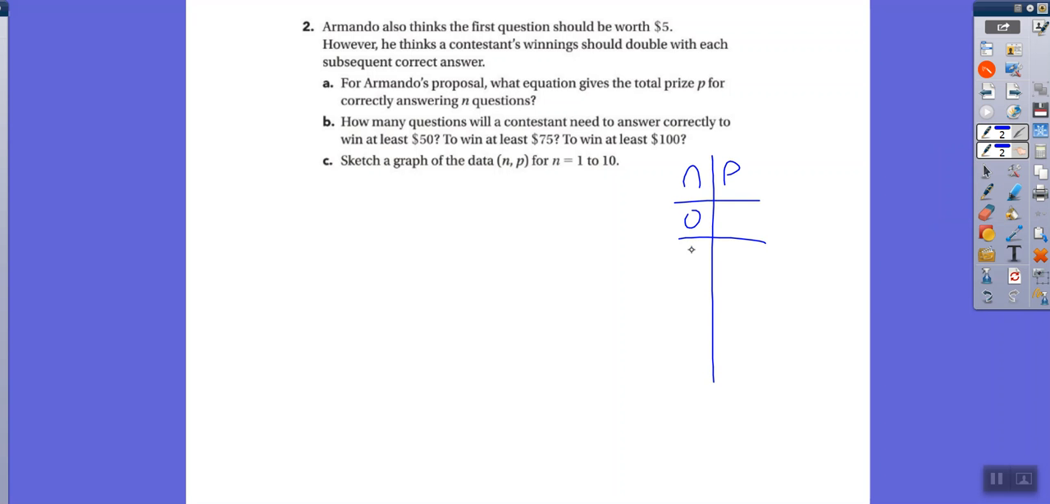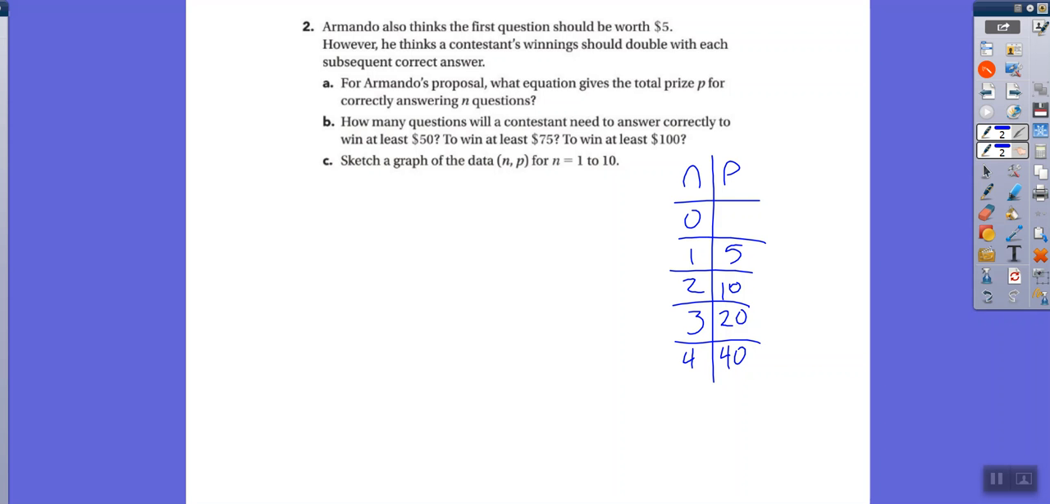Again, we're going to start with 0, 1, 2, 3. So at 1 question, it's $5. At 2 questions, we're going to double that. That's 10. At 3 questions, we're going to double 10. That's 20. At 4 questions, we'll double that. We'll get 40. Oh. So at first, we would have to pay out less money, but in the end, we'd have to pay out more money if people kept getting it right.